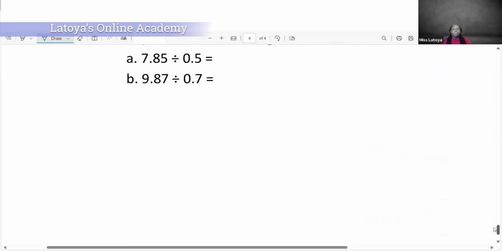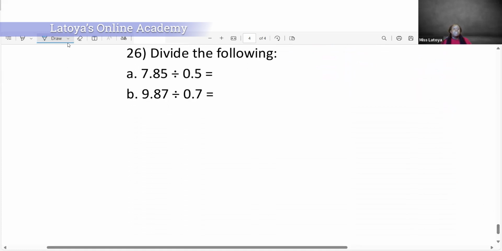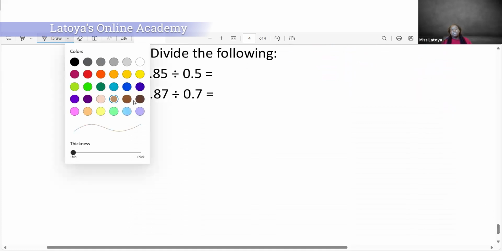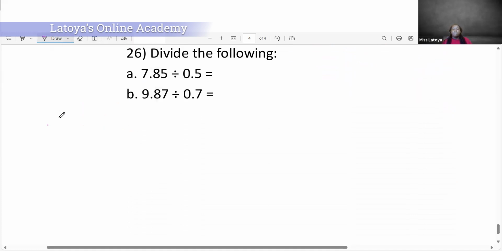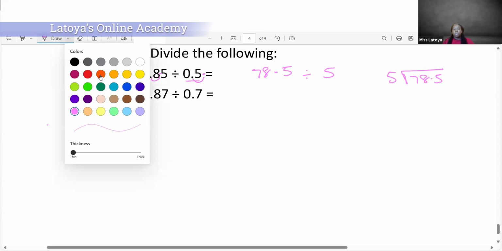And these are our last two questions. We are dividing decimals still, but in this case, we have decimal points in the divisors. And as we learned, there cannot be any decimal points in our divisors. So to make this number a whole number, I have to shift it once to the right. So the number I'm dividing by is now 5. Once I shift my decimal point once in the divisor, I also have to shift it once in the dividend. So the new number I'm dividing is 78.5. And this is very important to note. Then you set up your question, 5 into 78.5, and you work it out.